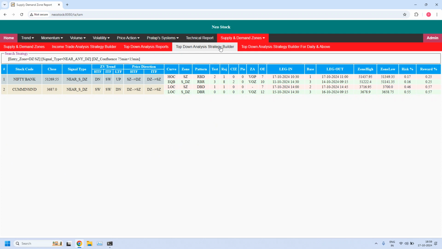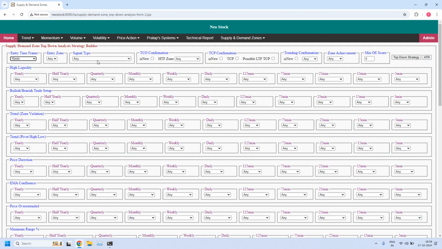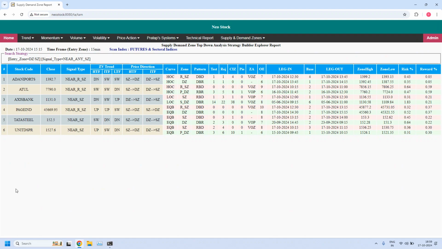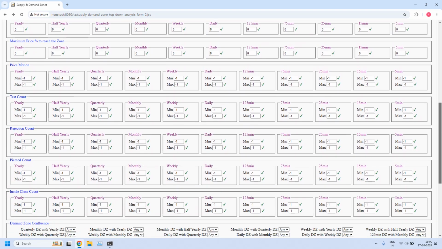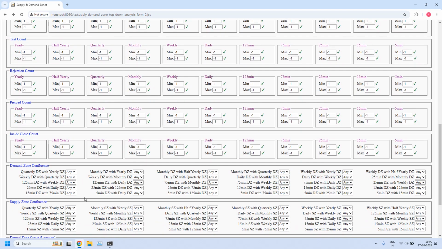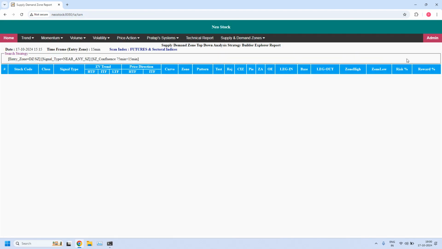Okay, next for 15 minutes time frame, let us find the stocks near 15 minutes supply zone. 6 stocks are filtered. Let's verify how many of these stocks are having ITF supply zone confluence. That is 15 minute supply zone with the 75 minute supply zone confluence. So I'm enabling this filter. Let's filter. No stocks. None of the stocks are having ITF confluence.